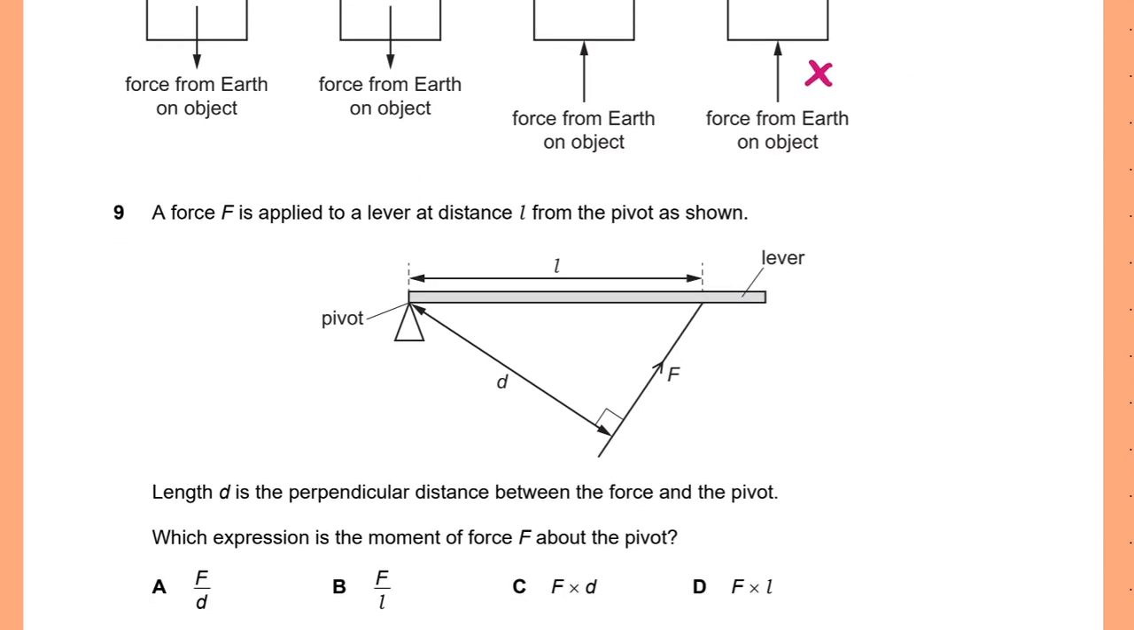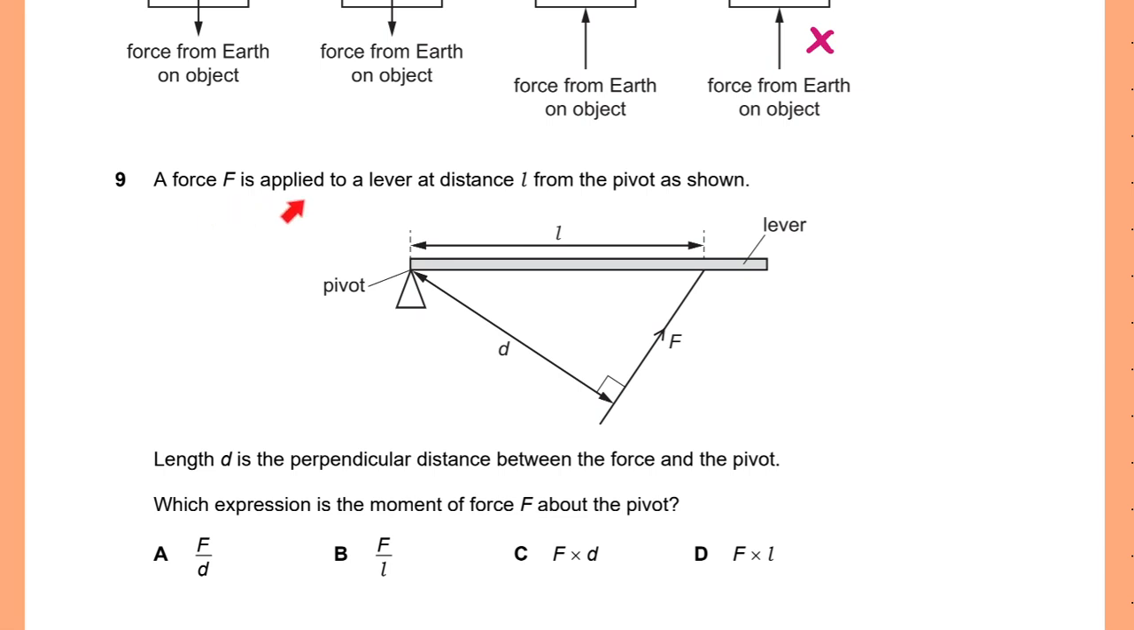Question 9. A force F is applied to a lever at a distance L from the pivot as shown. The length D is the perpendicular distance between the force and the pivot. Which expression is the moment of the force? So it's the perpendicular distance between the force and the pivot multiplied by the force. So it's FD.